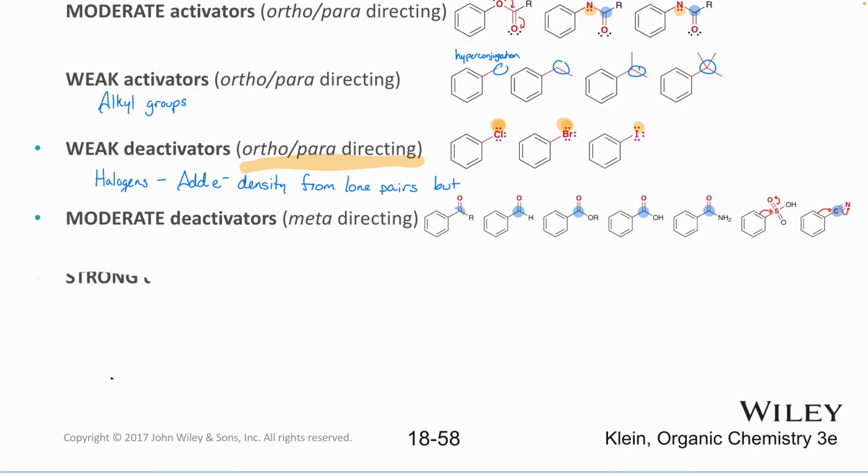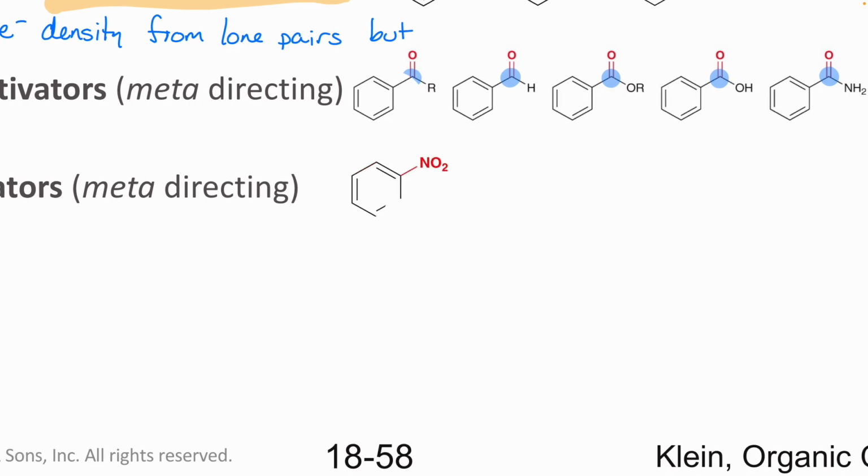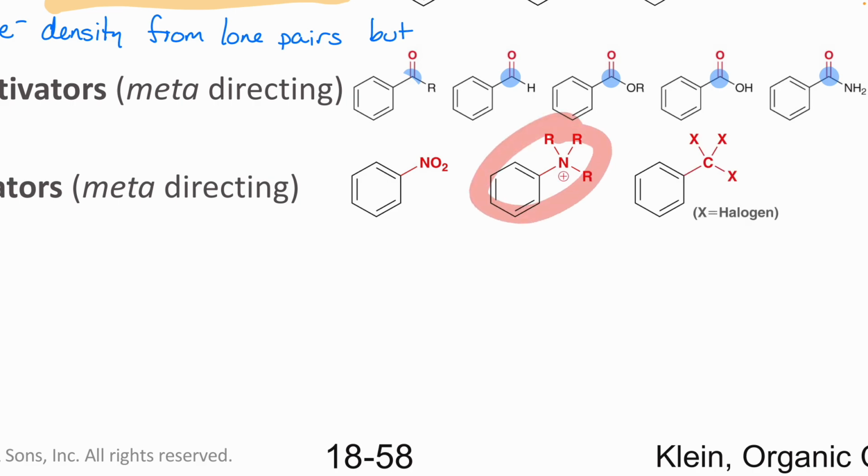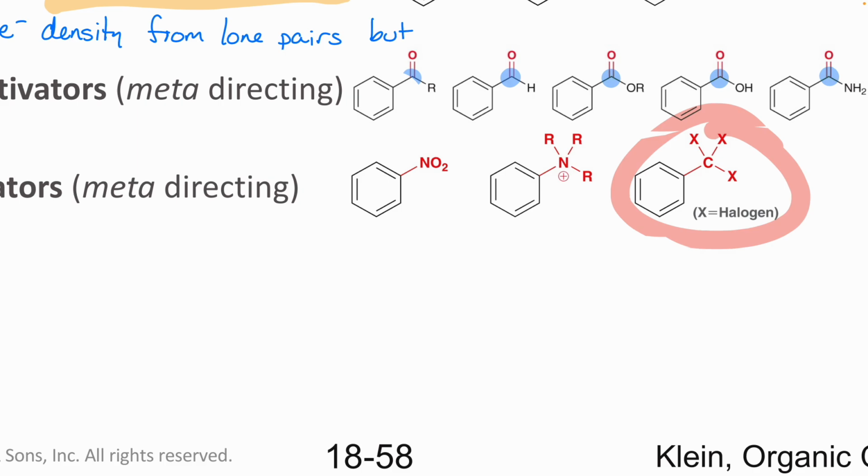All right, the last category are strong deactivators, strong meta directors. This is the category that's kind of like the most memorization here, but it's a pretty small category. Importantly, our nitro group. We know how to make nitrobenzene, so this is an important one to note. Nitro groups are just about as strong of electron withdrawers as you could possibly have. The other one that we can make here, we won't see all that terribly often, but we're going to note it here.